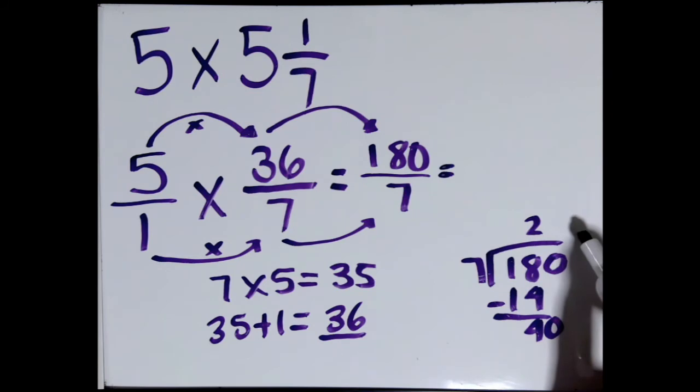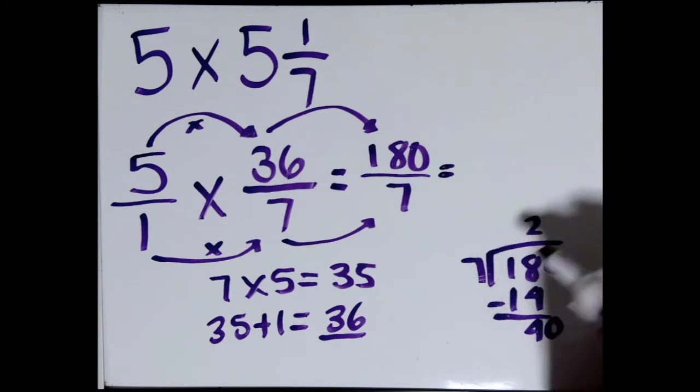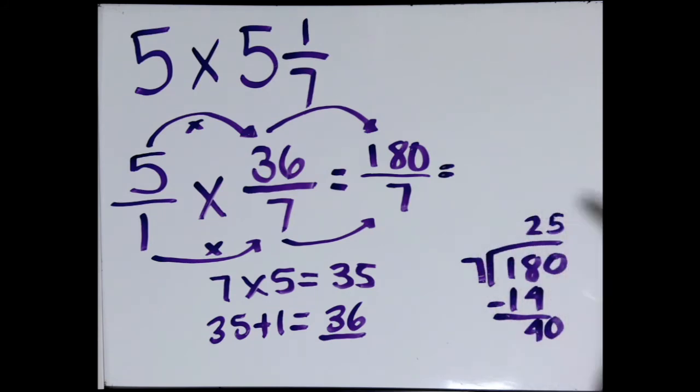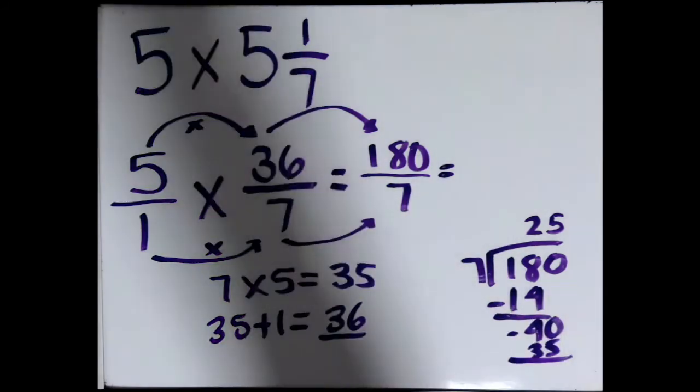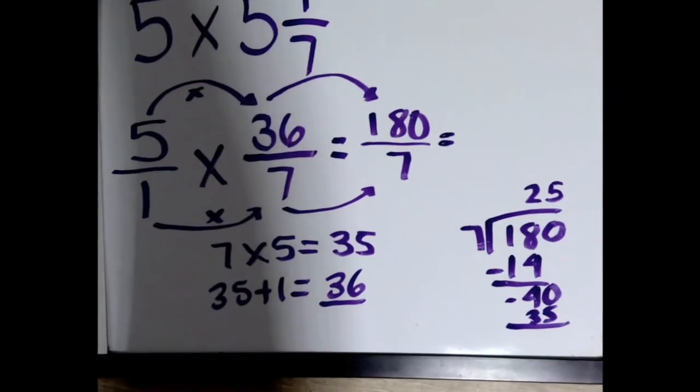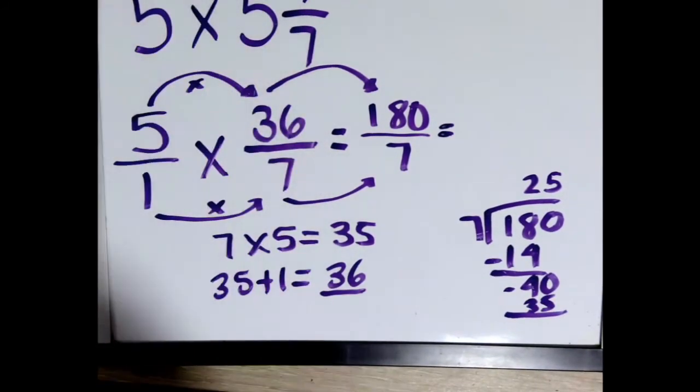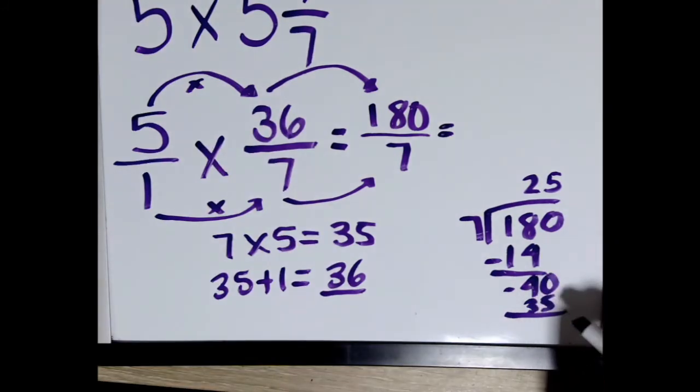7 times what number will give you closer to 40 without going over? 7 times 5 will give you 35, which is really close to 40, and it's not going over. So 35. Let me move my camera a little bit so you guys can see. 35. Now 40 minus 35, that is 5.